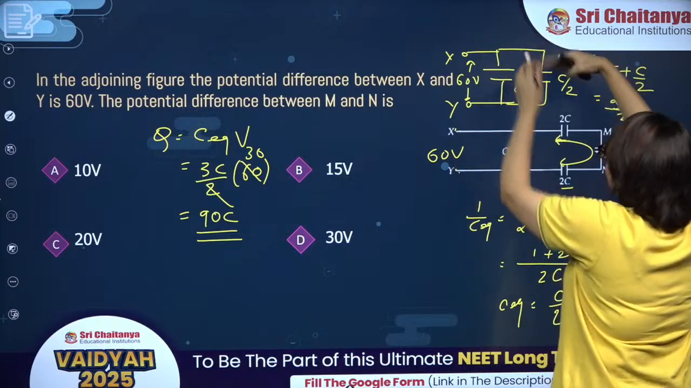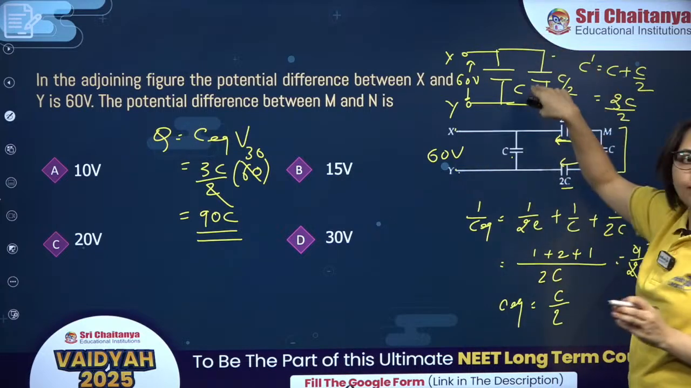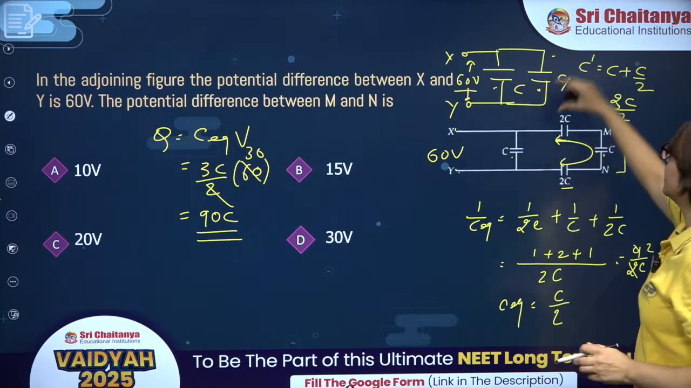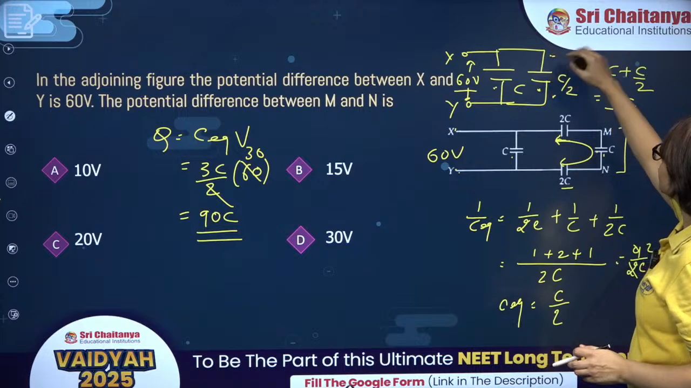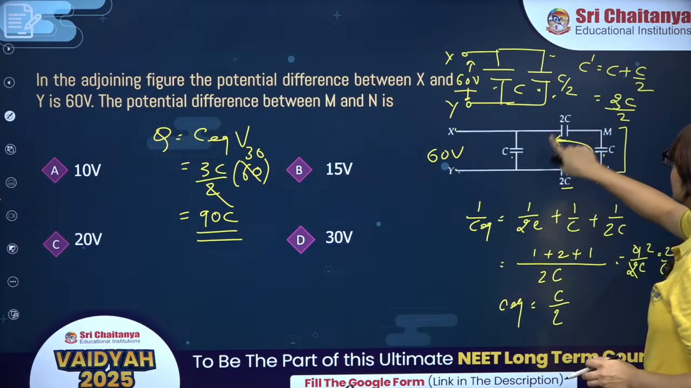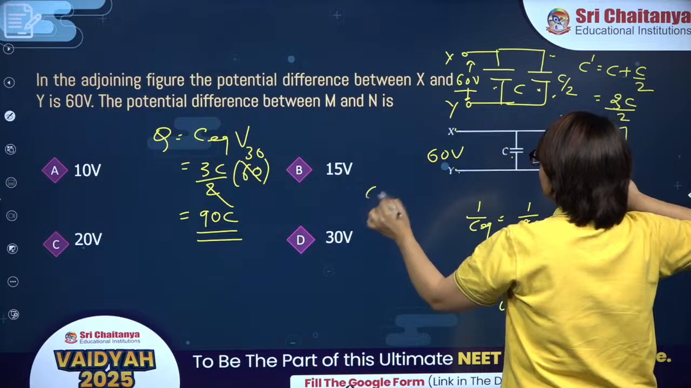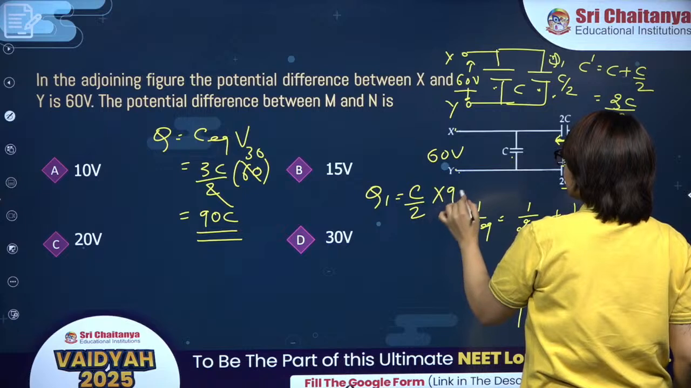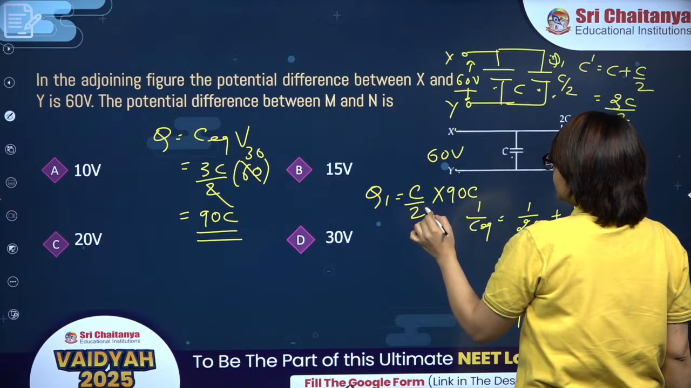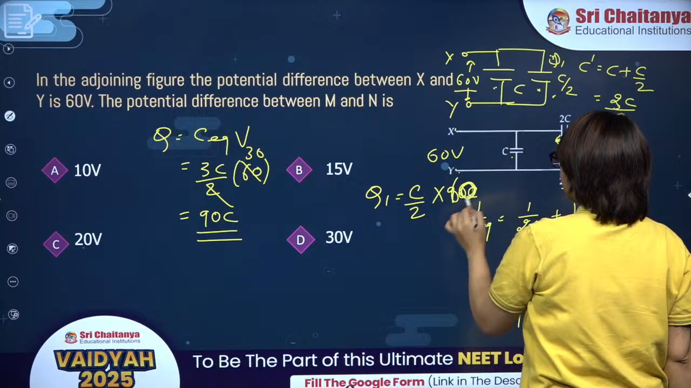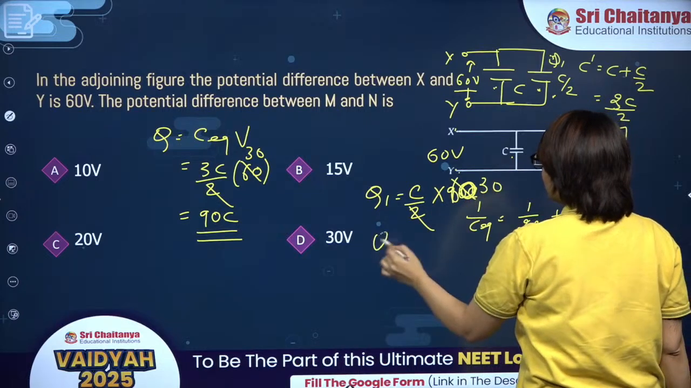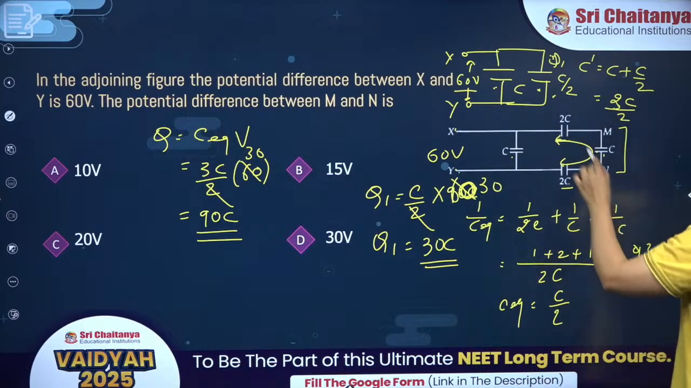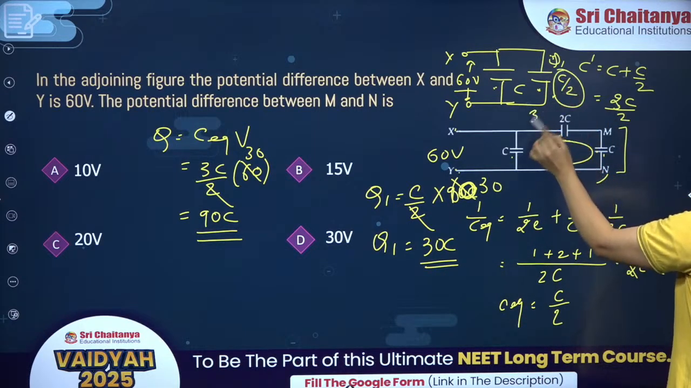These two are in parallel, so the potential drop across each will be the same, right? So the potential drop across this one is 60 as well as this one is 60. What is the charge on this C by 2, which is the combination of these 3? Q is equal to CV. Let's say the charge on this one is Q1. So it is C by 2 into V, sorry, it is 60 volt. Q1 is 30C. That means the charge on this C by 2 is 30C.